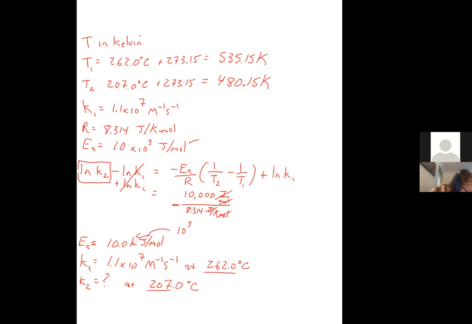So equals. I'm having a problem writing it on the same line. Now, 1 over T2. So 1 over 480.15 Kelvin. No, don't close the parentheses yet. Minus 1 over 535.15.